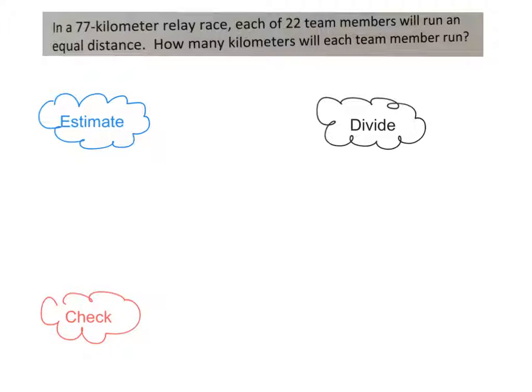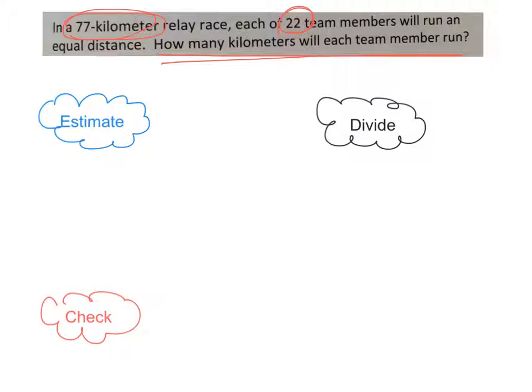So in this problem, what are we trying to figure out? What's the question asking? We're trying to figure out how many kilometers each team member will run, right? And we know that there's 77 kilometers altogether, split equally by how many people? 22. So your very first step, and this is what I want you to write down, is E, D, and C. Okay, you're going to save some room. Then under the D, you're going to set up your division problem.